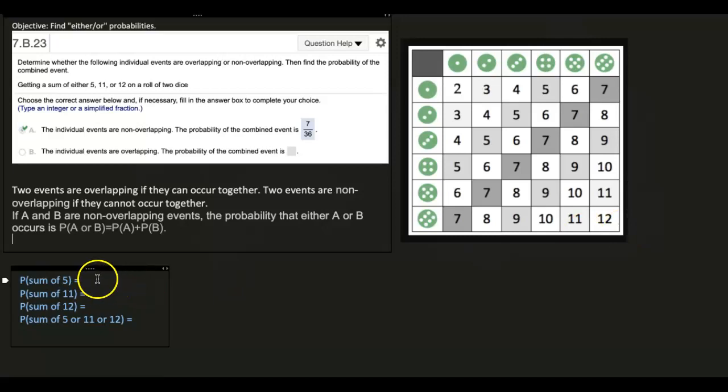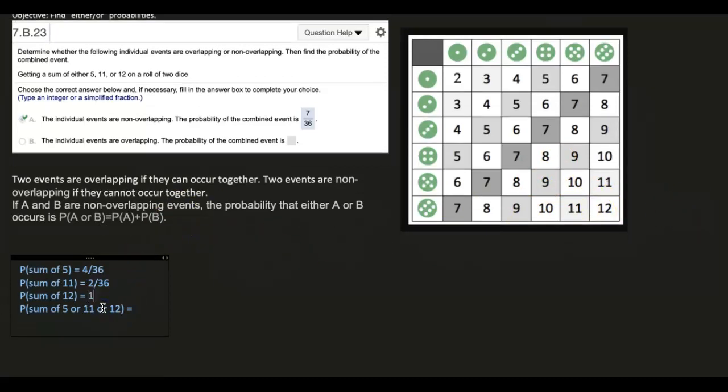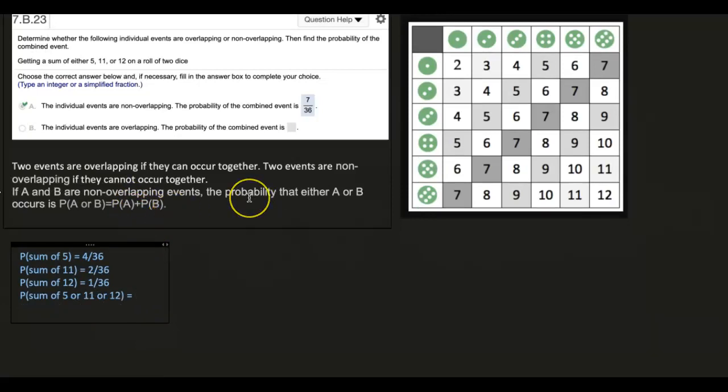So what I could do is read the chart to determine the probability of a sum of 5, and I see 1, 2, 3, 4 times that happens. So that's 4 out of 36. And I could do something similar for 11. There's 2 times that happens out of the 36 possibilities. And there's only one way to roll a sum of 12, so that's 1 out of 36.